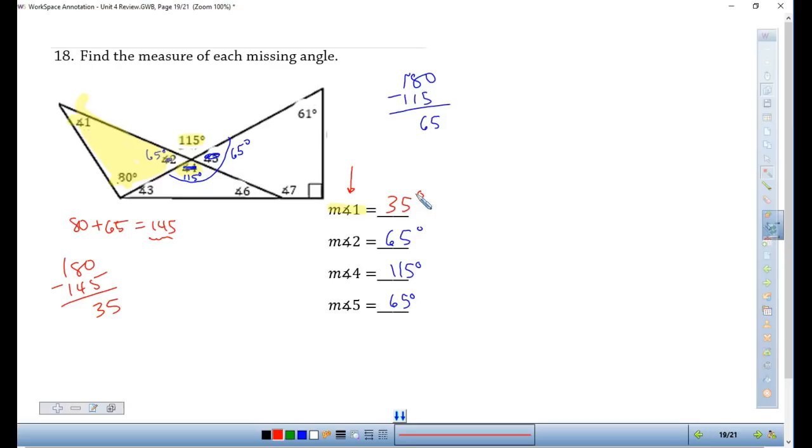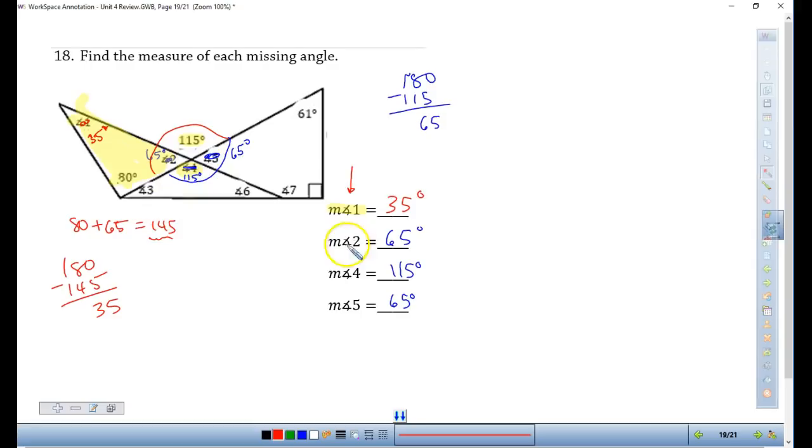Okay, and then remember, you can test things out. Make sure if that's 35, that all of these need to add up to 180 right here. And anything that forms a straight line, like these two, need to add up to 180. So do these two. All right.